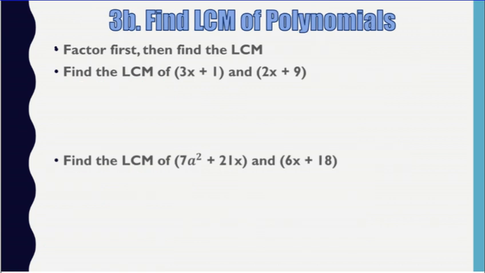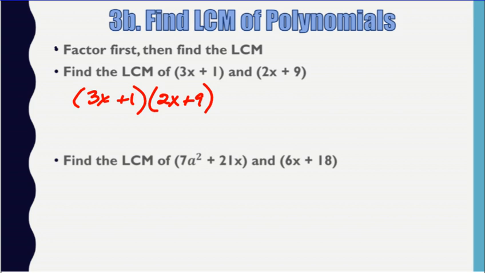A couple other ones. Here now we have binomials. So we have 3x plus 1 and 2x plus 9. First step is just to factor each binomial. In this case, I can't factor any of them because they are factored down. So that means both of them would be our least common multiple. So 3x plus 1 and 2x plus 9. That would be our least common multiple.